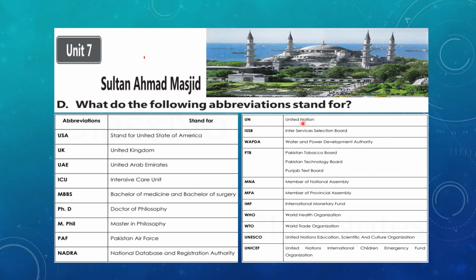UN, that stands for United Nations. ISSB, Inter-Services Selection Board. WAPDA, Water and Power Development Authority. PTB, PTB stands for Pakistan Tobacco Board. It can also stand for Pakistan Technology Board, and the one that is very famous is Punjab Text Board. Next abbreviation is MNA, Member of National Assembly. MPA, Member of Provincial Assembly.